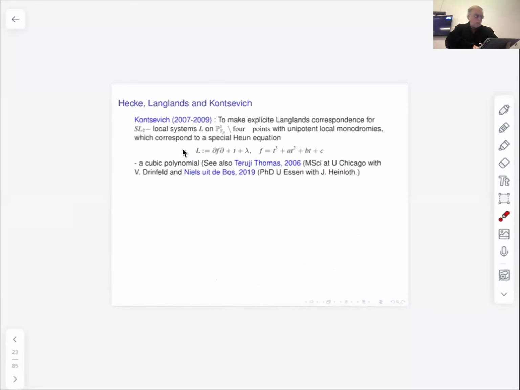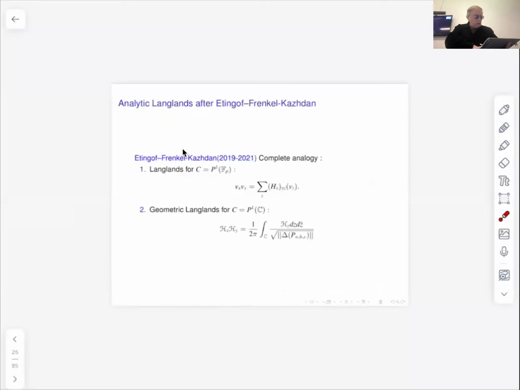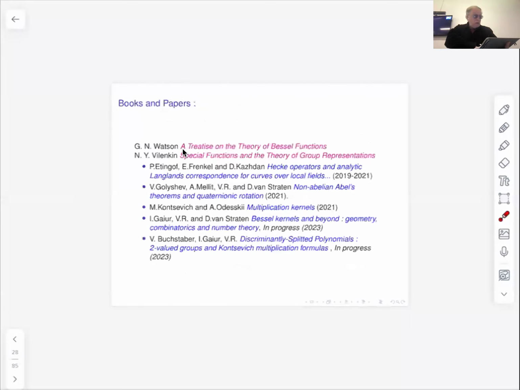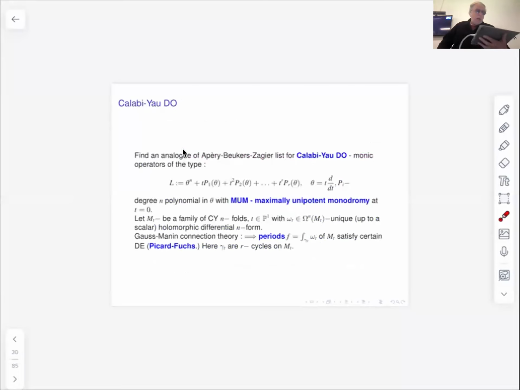Anyway, I just had some motivations from the initial Kontsevich approach. I didn't tell you about the links of this polynomial to so-called two-valued groups, and I probably will have no time, but I will try to come back if I have time. And then I explained that there is a serious motivation to study monodromy and solution behavior for these polynomials from the perspective of so-called Calabi-Yau differential operators.